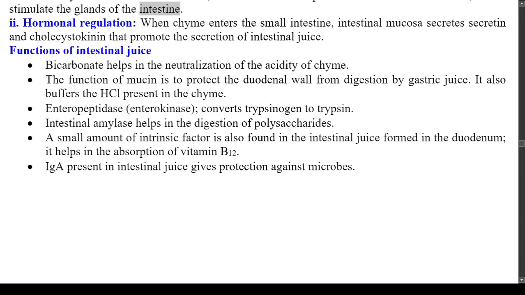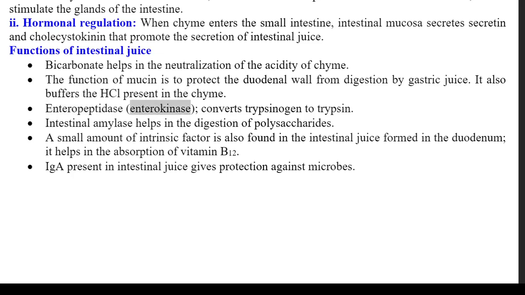intestine. 2. Hormonal regulation. When chyme enters the small intestine, intestinal mucosa secretes secretin and cholecystokinin that promote the secretion of intestinal juice. Functions of intestinal juice. Bicarbonate helps in the neutralization of the acidity of chyme. The function of mucin is to protect the duodenal wall from digestion by gastric juice. It also buffers the HCl present in the chyme.